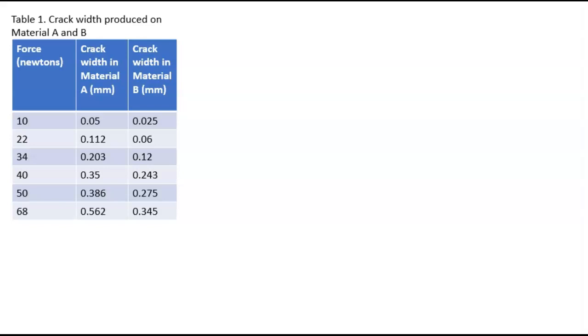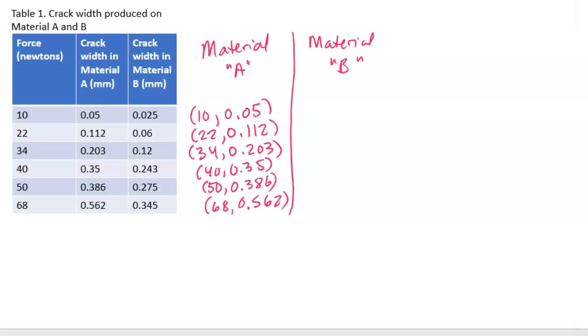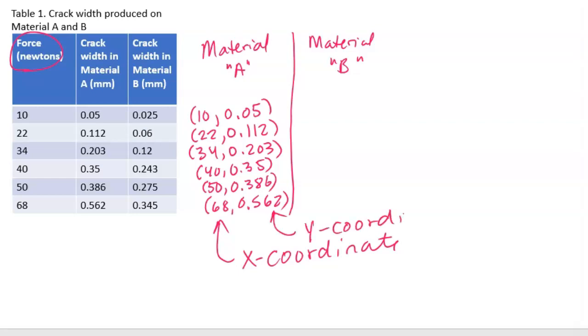How do we make points? Well, we have to establish a relationship between the independent variable and the dependent variable, and this creates an ordered pair. So for example, our first set of points describe the relationship of the force and the crack width in material A. We call this first number the x-coordinate, and the x-coordinate is describing the force used. The next number is called the y-coordinate, and it describes the crack width.